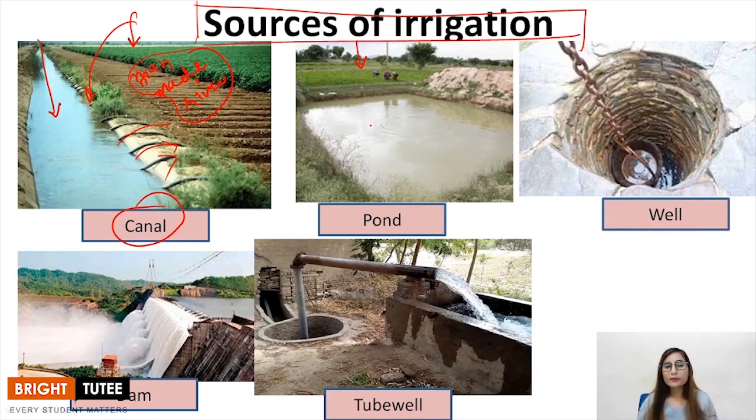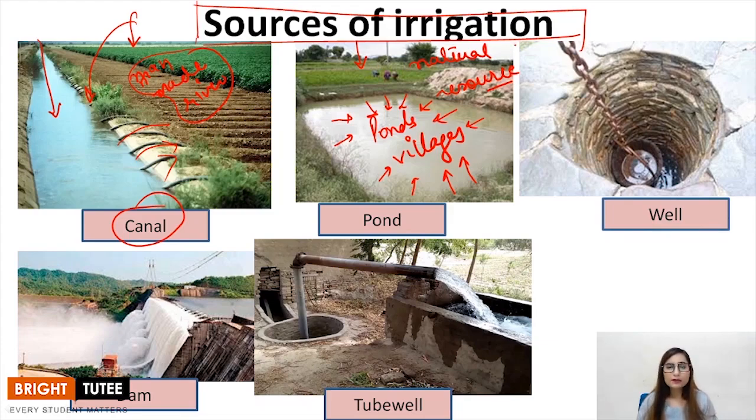Then comes pond. As you can see, there are many ponds in villages, right? And these ponds basically help in irrigation. The water naturally fills from the bottom of the earth. The groundwater comes to fill the ponds. So this is a natural resource, right? This is not a man-made resource. There are many ponds that have been created by man as well. But yes, ponds are a good source of irrigation because they refill by themselves.